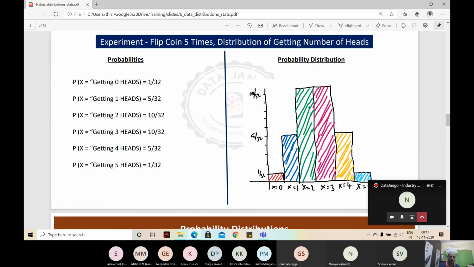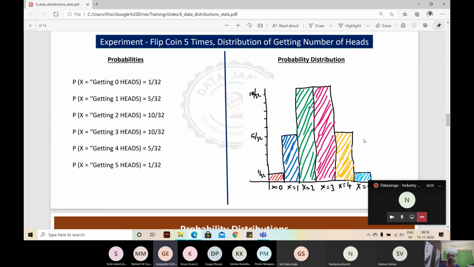Because these probabilities are the counts, we have got this shape. Getting 2 heads, there's a lot of probability. Getting 3 heads is also a lot of probability. But getting 4 heads, less probability. Getting 5 heads, less probability. So when data is distributed like a bell, and the random variable is discrete, you use the binomial distribution formula to calculate probabilities, and the distribution is called a binomial distribution.